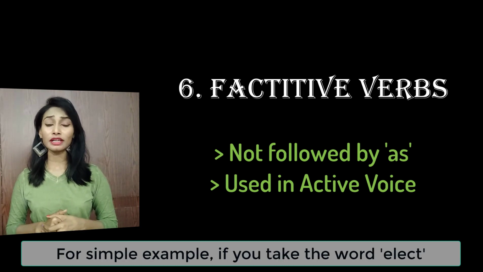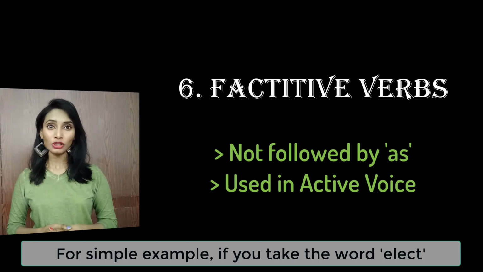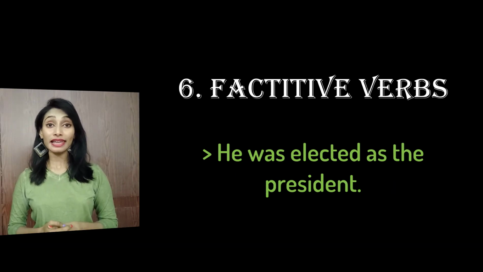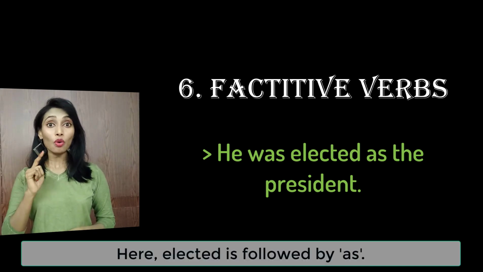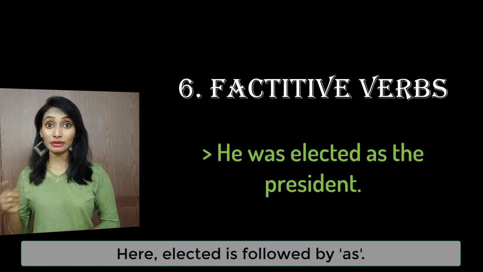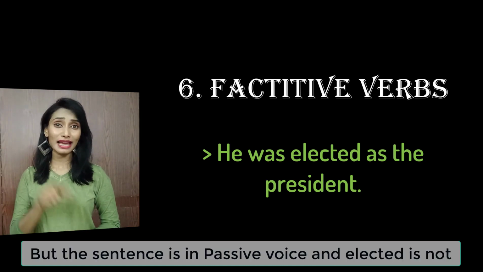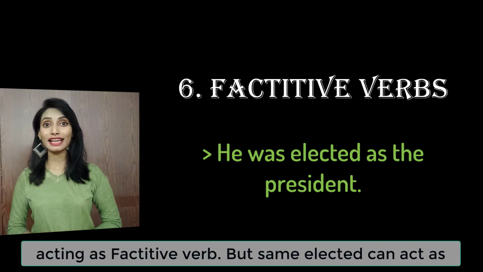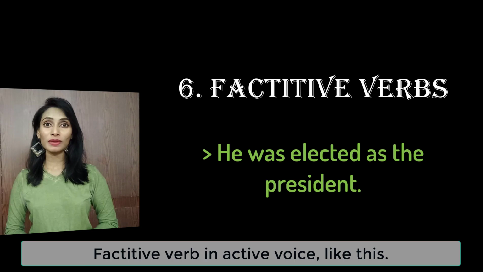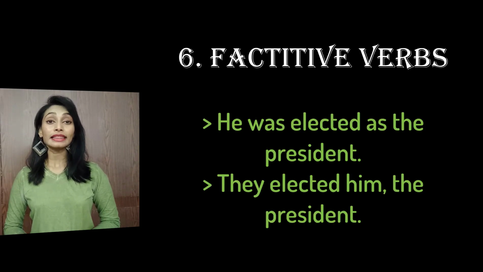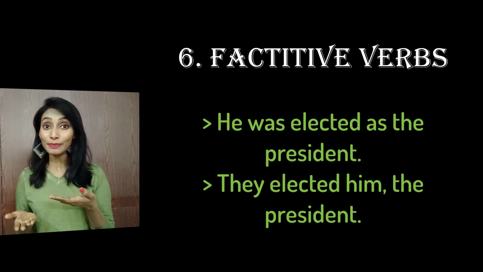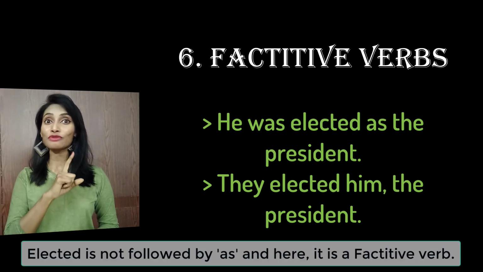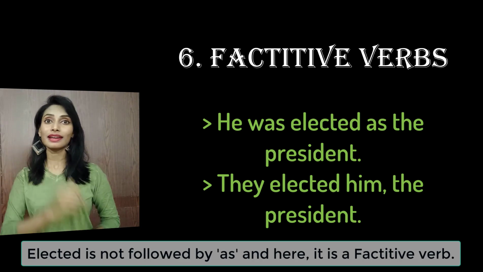For a simple example, if you take the word elect, you might have seen, he was elected as the president. Here, elected is followed by as, but the sentence is in passive voice and elected is not acting as a factitive verb. But the same elected can act as a factitive verb in active voice like this. They elected him the president. Elected him the president. Here elected is not followed by as and here it is a factitive verb.